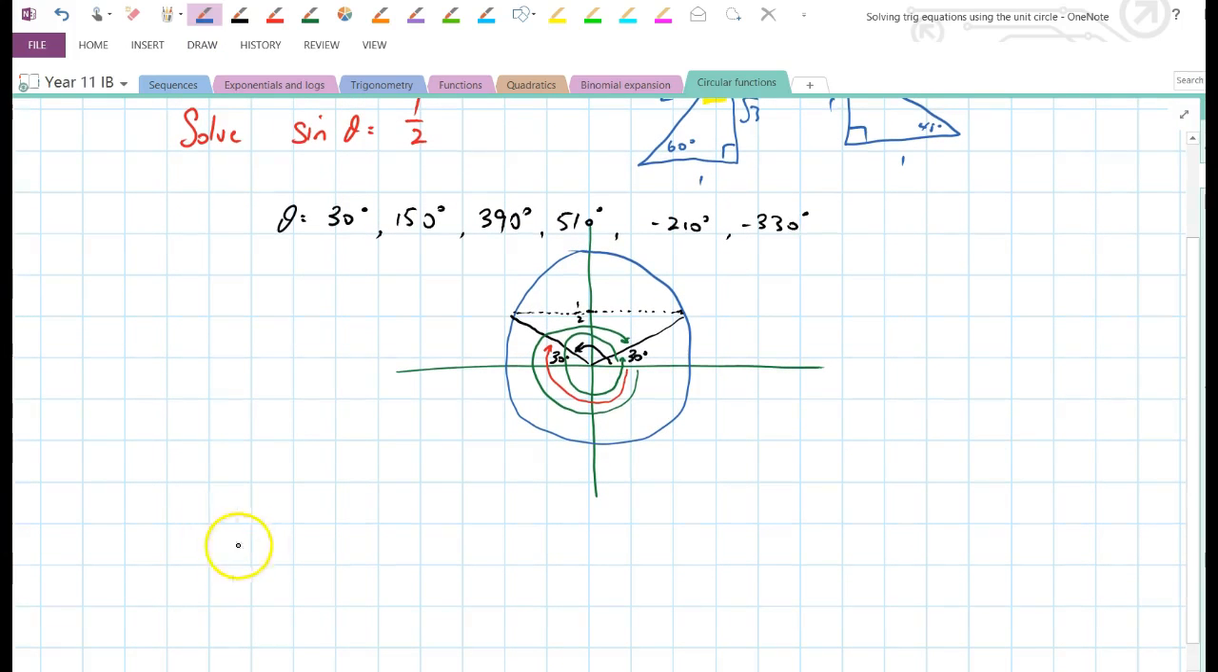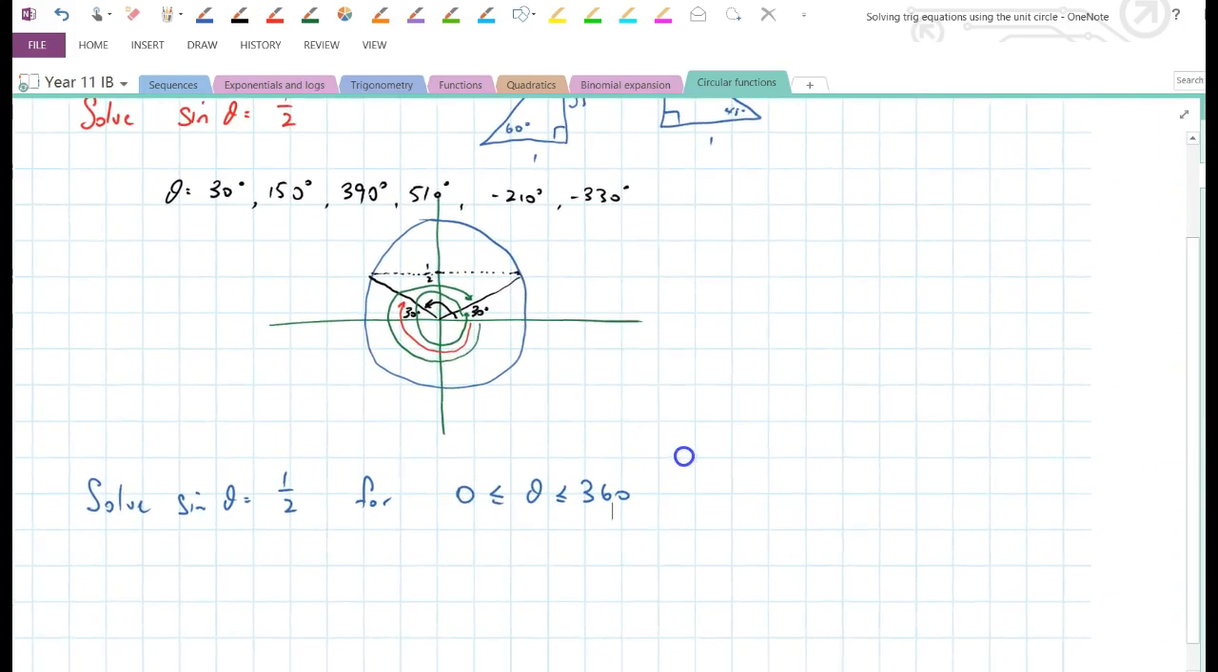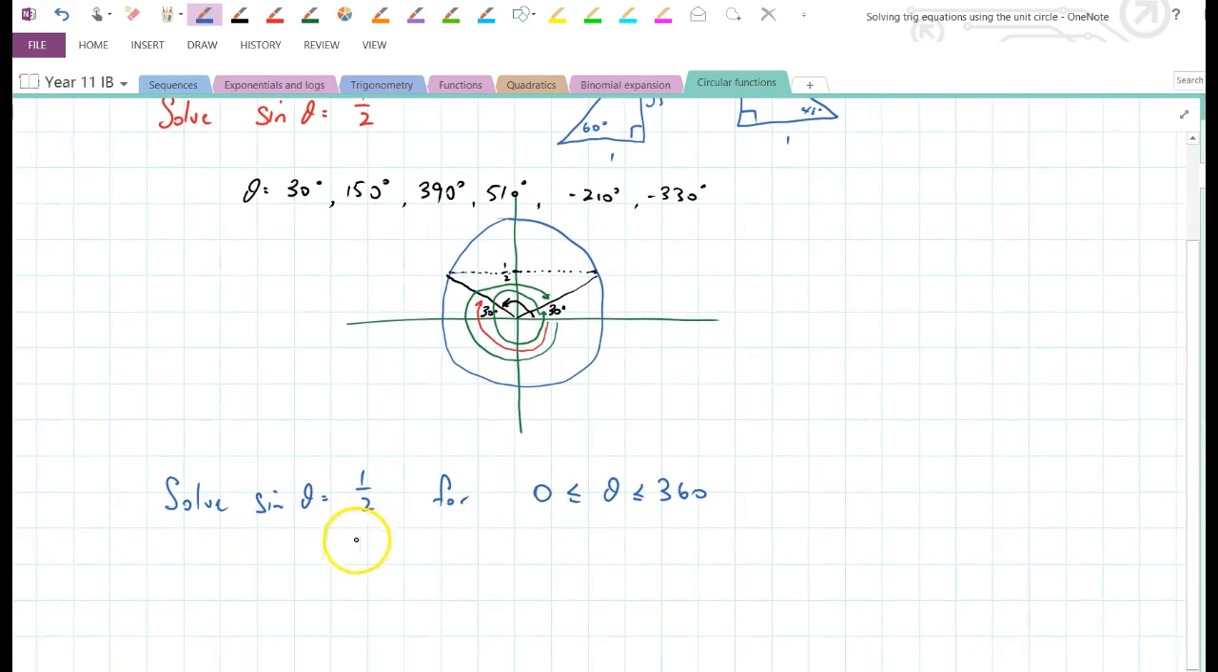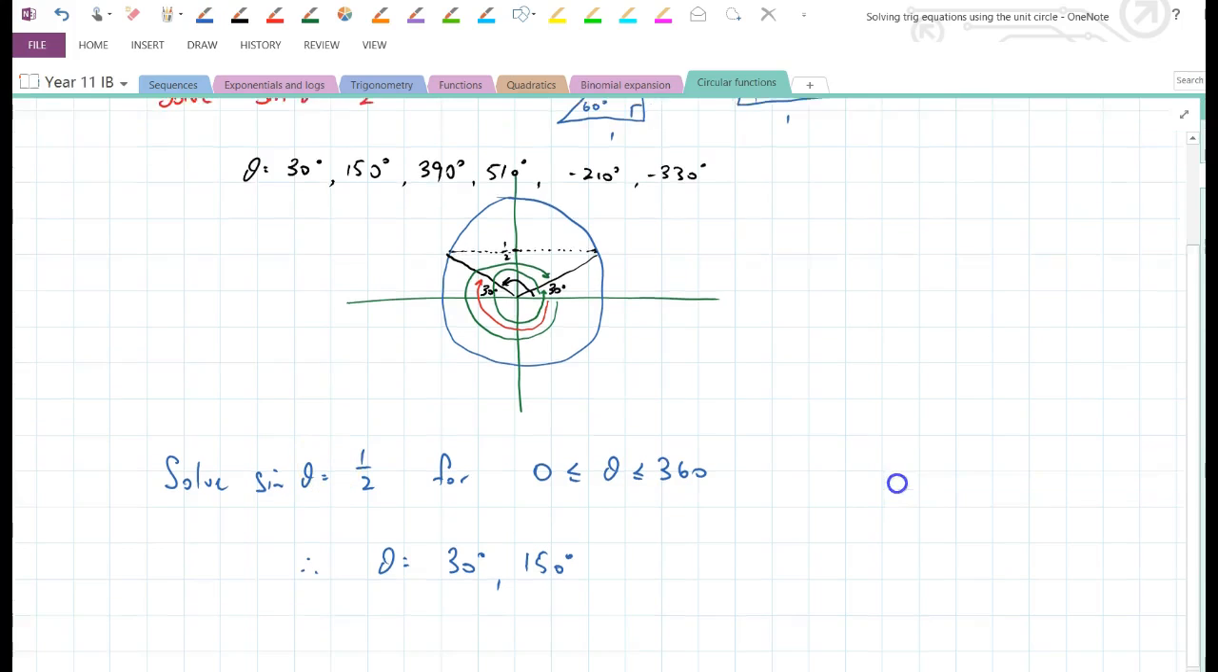In reality, you're going to get: solve sine theta equals 1/2 for 0 to 360, for example. So you're going to be given a domain to work within, and now we can actually solve this. So we can therefore say, oh okay, this is cool. Theta is 30 or 150, and that's about it, isn't it? We're done. We've got 2 solutions to sine theta equals 1/2.